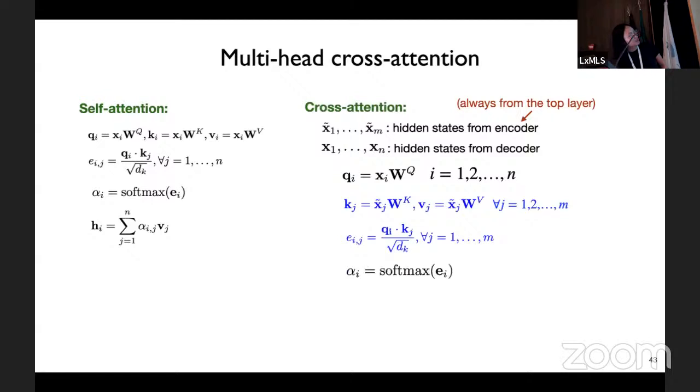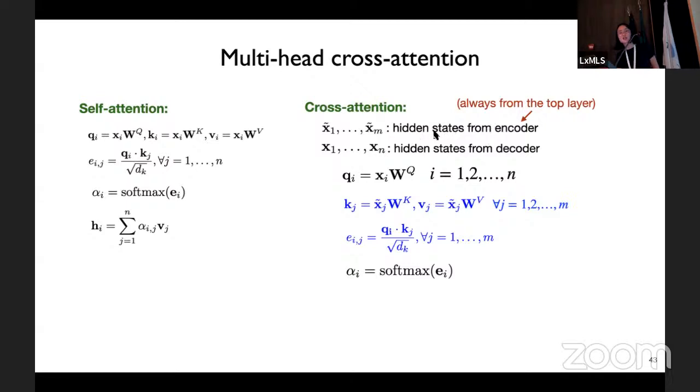But the key thing here is that for self-attention, you start with the same input vectors and just do the self-attention. So you use the same xi to calculate the query, key and value vectors. But for cross attention, you have two sets of vectors: one set from the encoder, and another set from the decoder. From the source side, you always take the representations from the top layer. So if you have the encoder stack, you finish calculating all the representations on the encoder side, get the representations from the top layer, and those will be used as the hidden states from the encoder.